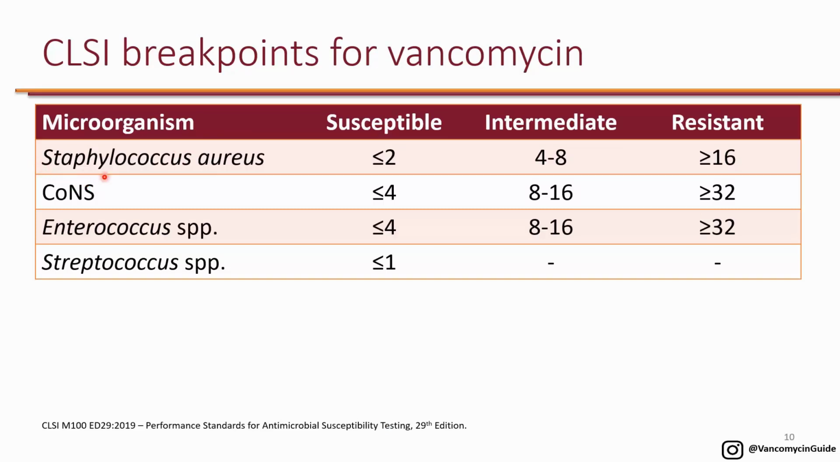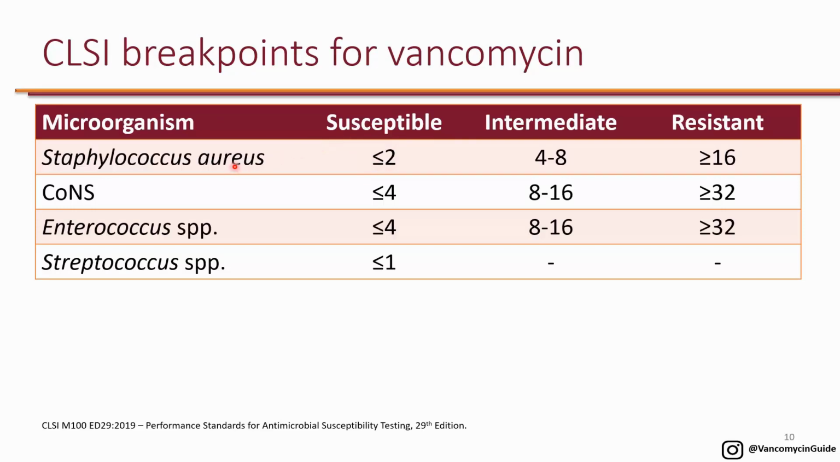So for Staphylococcus aureus, which is the number 1 reason for using vancomycin, the susceptibility breakpoint is set at 2. So an MIC of 2 or less is considered susceptible. For example, if we send a sample to the micro lab and they determine that the MIC is 0.5 for Staphylococcus aureus, then we would say that because it's less than or equal to 2, it's considered susceptible.